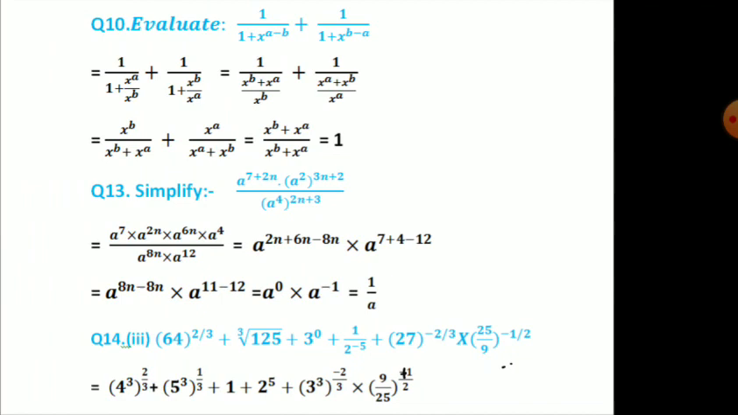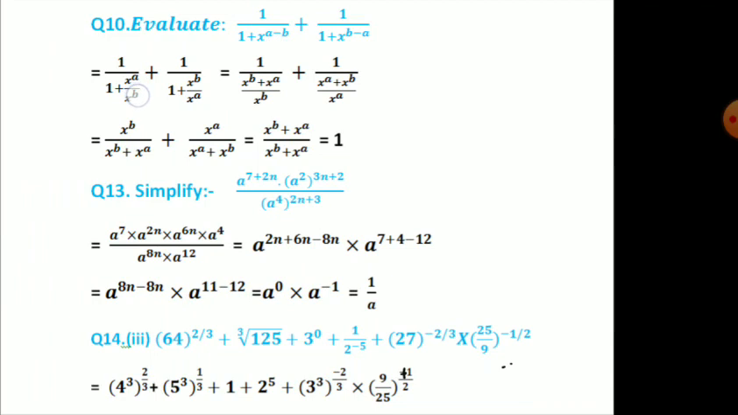Question number 10. 1 divided by 1 plus x to the power a minus b plus 1 divided by 1 plus x to the power b minus a. Now this denominator x to the power a minus b, can we write it in division form? So let us write in division form.